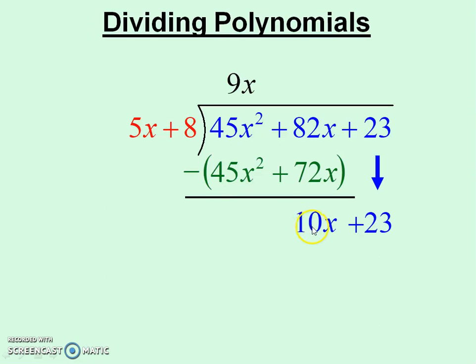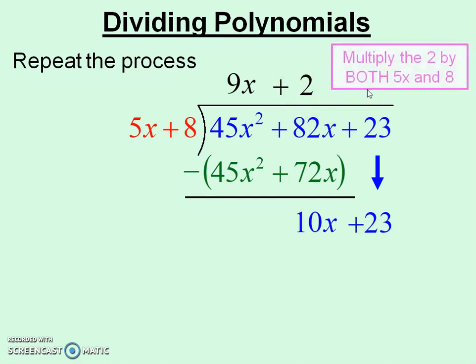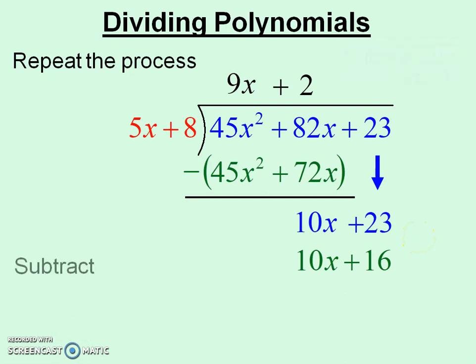So when I do this next step, 10x divided by 5x, that's going to be 2. The next step, again, is that I multiply this by both terms. So 2 times 5x is 10x, 2 times 8 is 16, and I'll write those down here. Again, I'm going to subtract those. So I'll put brackets around it, and don't forget to subtract the whole thing. 10x minus 10x cancels out. 23 minus 16 is 7.